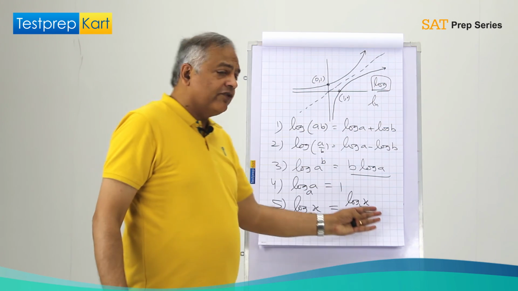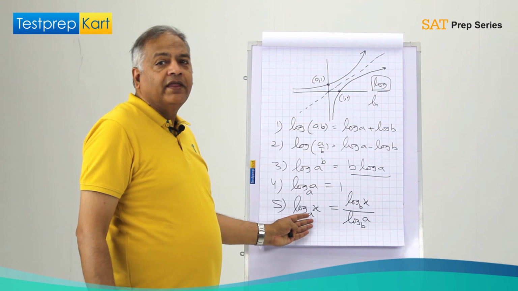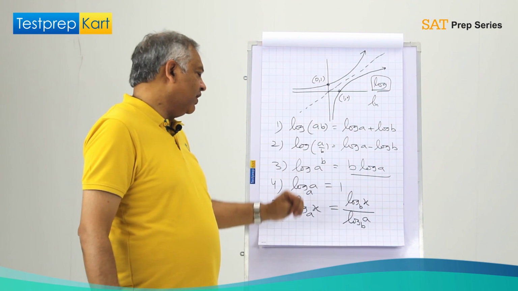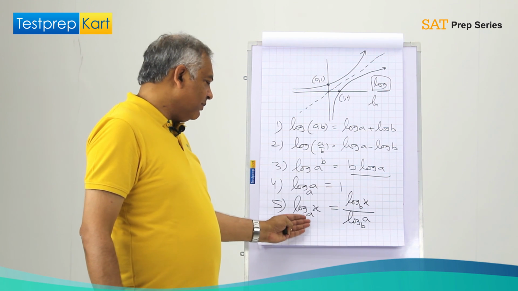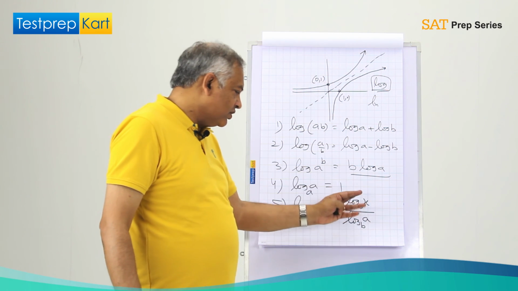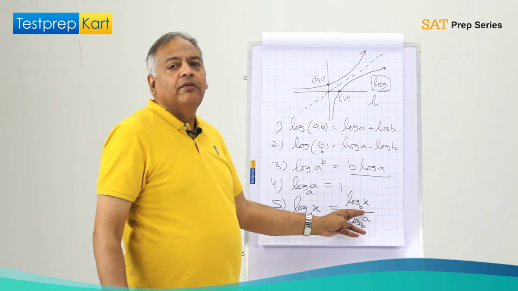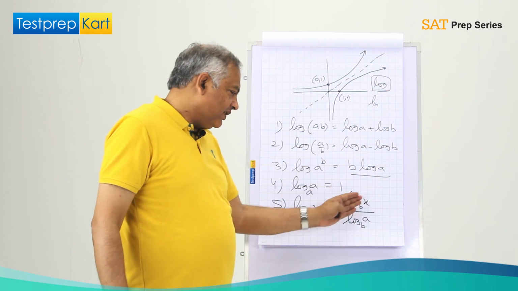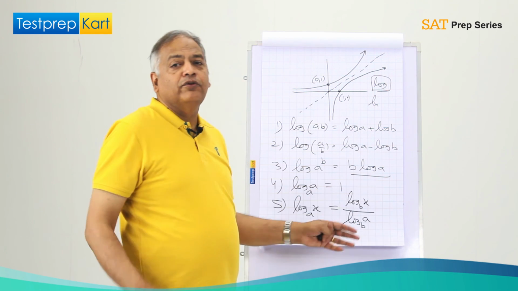So with the help of this, if you have base 3 and you want to calculate, let's say, the argument 20, base 3, that's not there in my calculator. What I can do is change the base to maybe 10, maybe e, and then I can calculate this using my calculator.